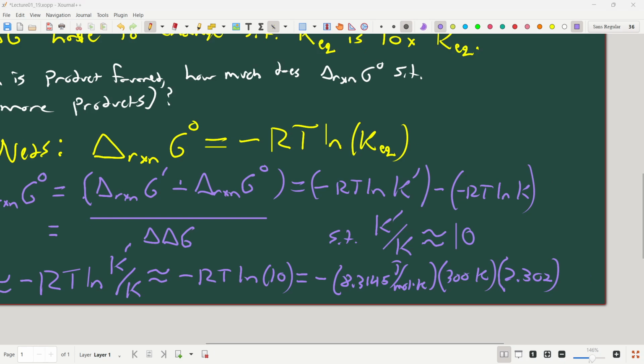That's a really easy calculation for us to do. 8.3145 times 300 times 2.302. Just kind of stick it here on the side. And this is 5.74 kilojoules per mole. Okay. And he gave a value of something like 1 something in kcals. A kcal is 4.184 kilojoules, so we need to divide this by 4.184. This is 1.4 kcals per mole.